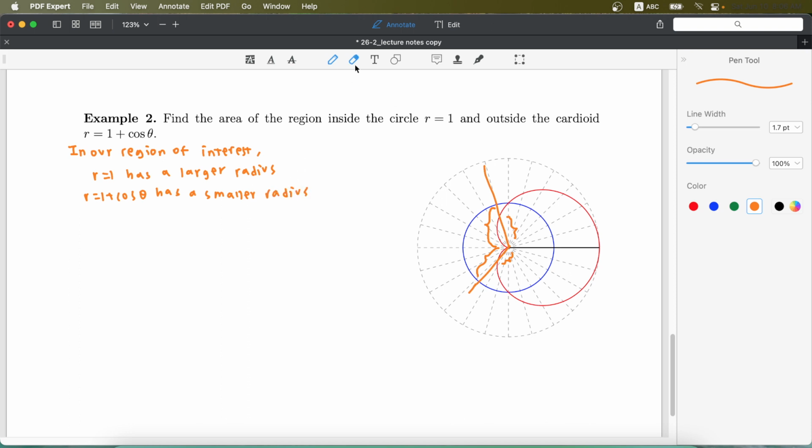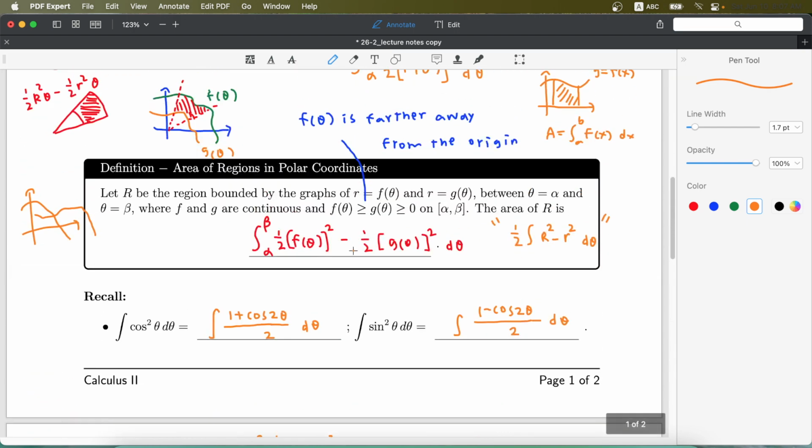This is important. For example, let's say we have a different problem. This time we want to find an area inside the cardioid but outside the circle. So that means this region. If you draw a line, you can see that in this region, the cardioid has a larger radius, while the circle has the smaller radius. So that's why it's really important. And that's why I don't like to use f and g, because sometimes this f might play a different role than g, right? Their roles might switch. So that's why I always consider larger radius and smaller radius.